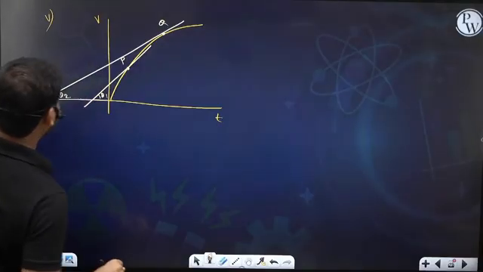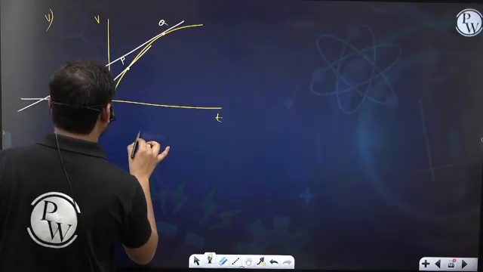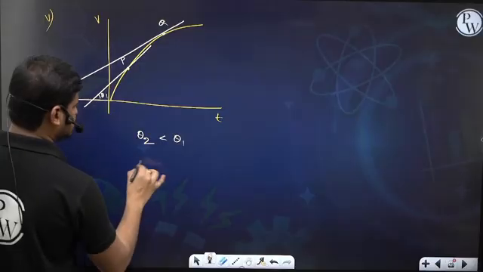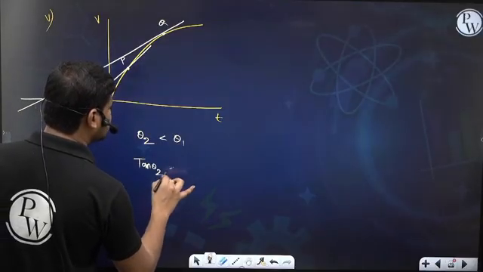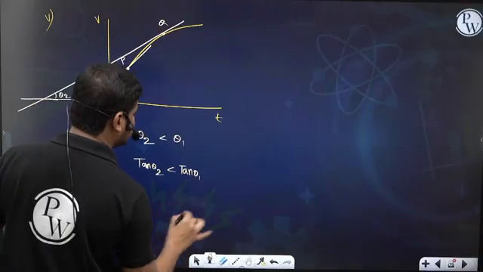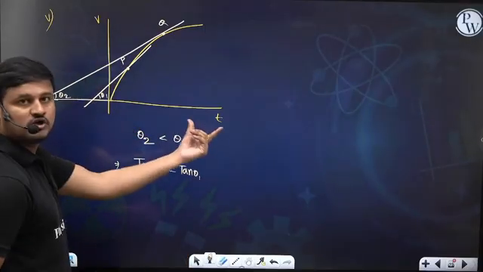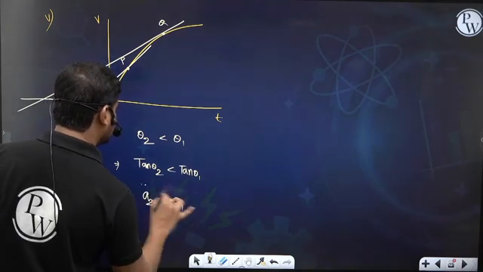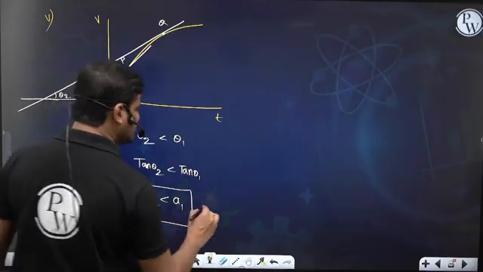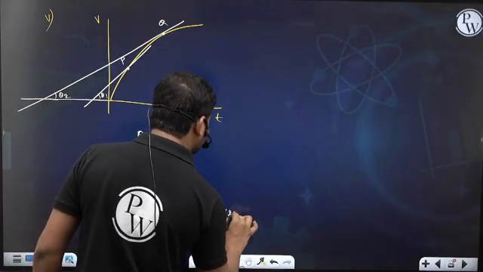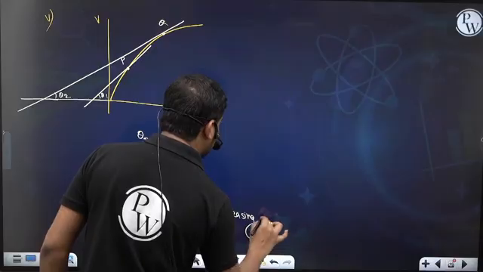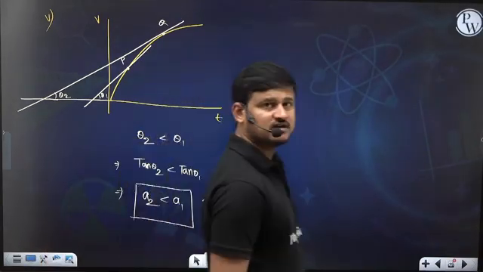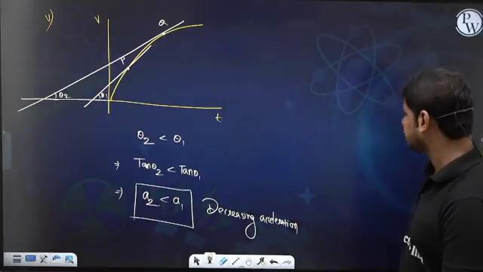You know that on this side the theta will be less. So that's why theta 2 will be less than theta 1. So tan theta 2 will be less than tan theta 1. Tan theta is nothing but the slope of the VT curve, and the slope of the VT curve is nothing but acceleration. A2 will be less than A1. So that means the body is moving with decreasing acceleration. Hope you guys are understanding the graphs now. Right? Clear? Chalo. So let's move further.